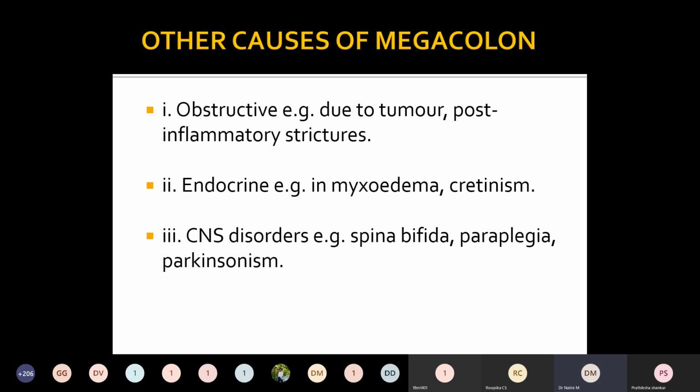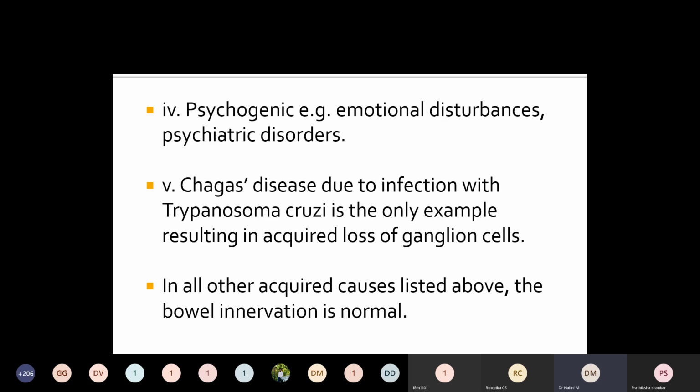Then again, megacolon is also common in myxedema or cretinism. These are the endocrine causes, and also in CNS disorders like spina bifida, paraplegia, Parkinson's, where the plexus is affected. It has also been noted in some psychogenic disorders. Chagas disease is another example where you see a megacolon. You must have read this already. And here it is due to infection with Trypanosoma cruzi and is the only example resulting in acquired loss of ganglion cells. Okay.